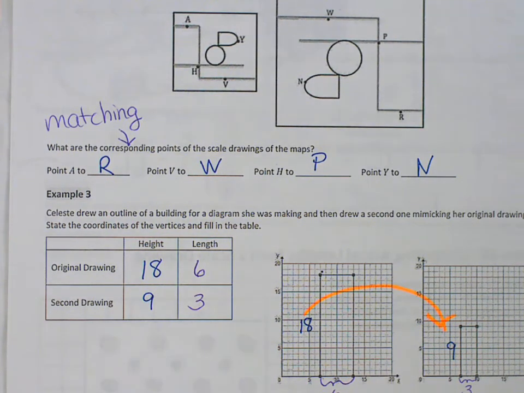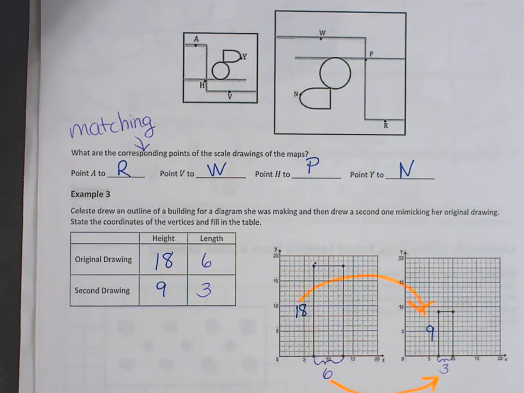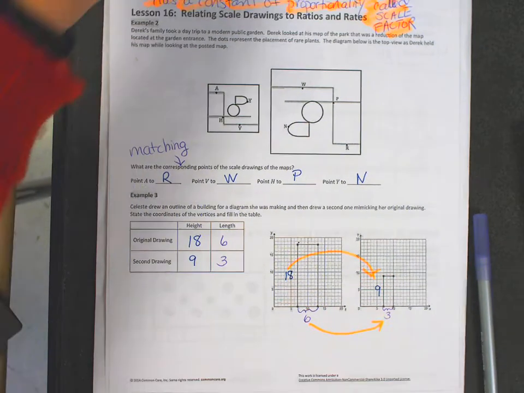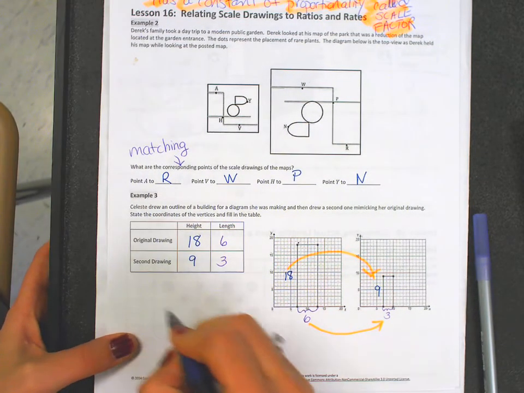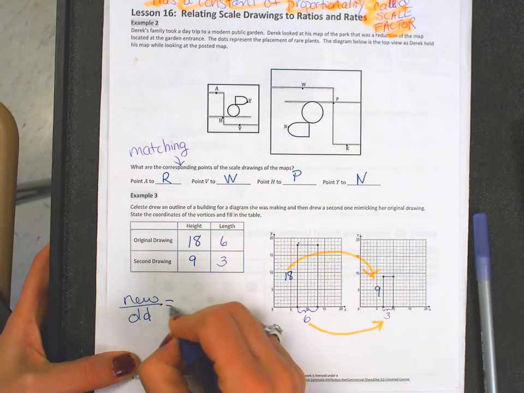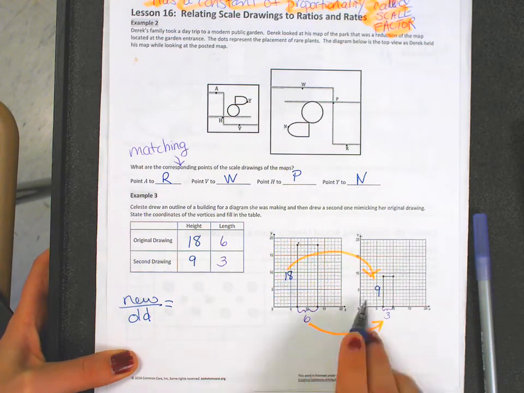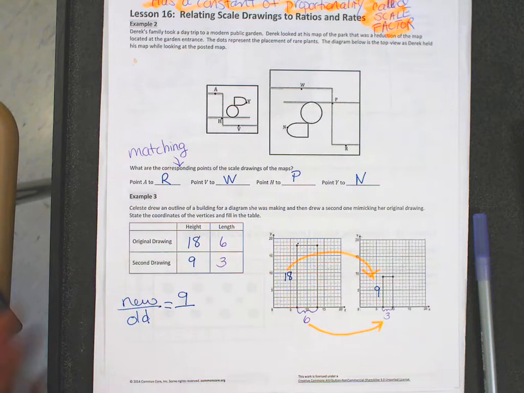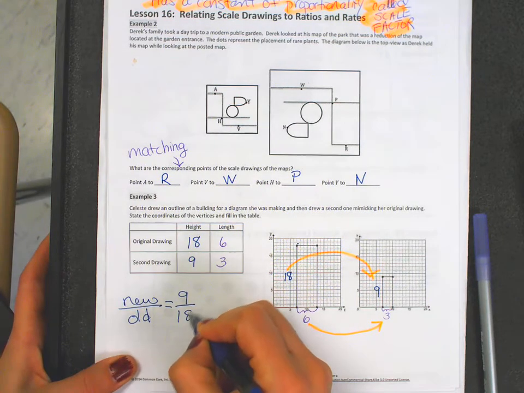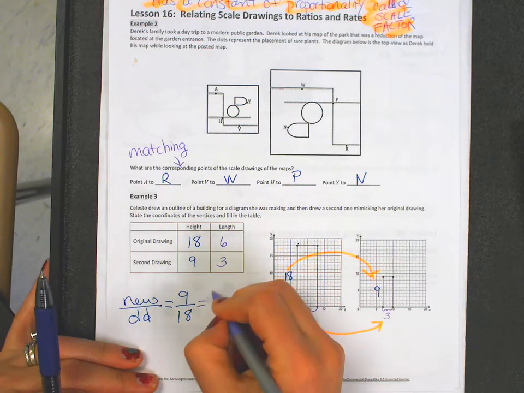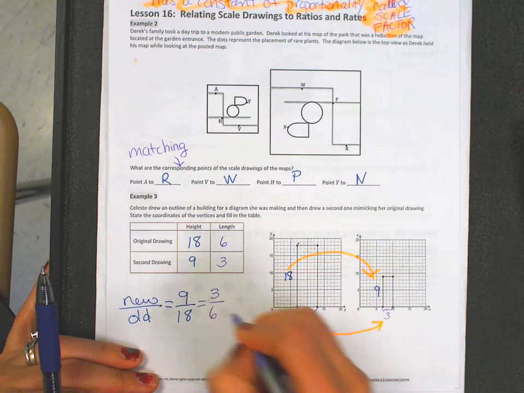Just like we did y divided by x is k, I'm going to do new number divided by old number. So I'm going to write that formula down because that's how I could do scale factor. It's new divided by old. That line means divide. My new height of 9 compared to, in a ratio, compares numbers, my old height of 18. My new length of 3 compared to my old length of 6.